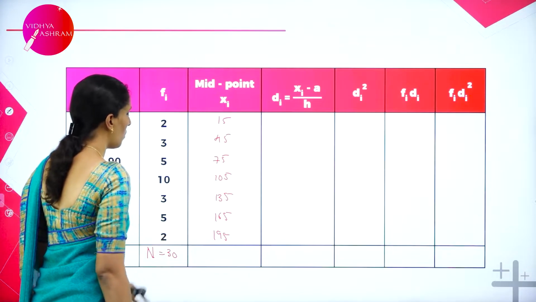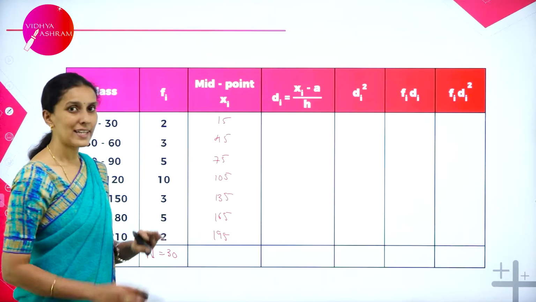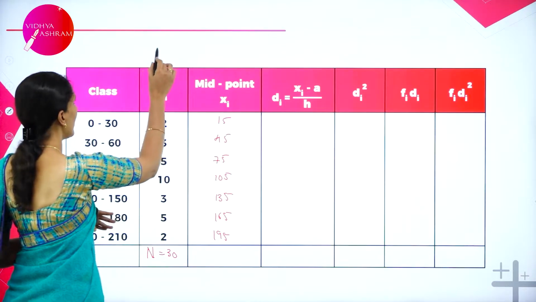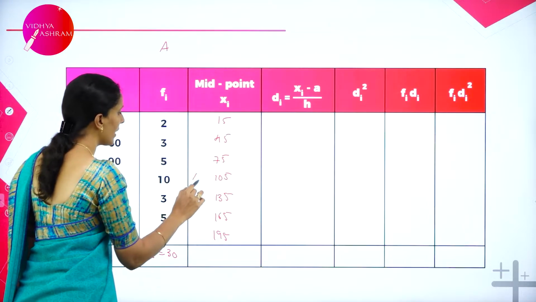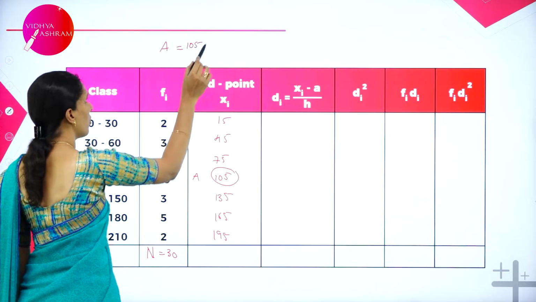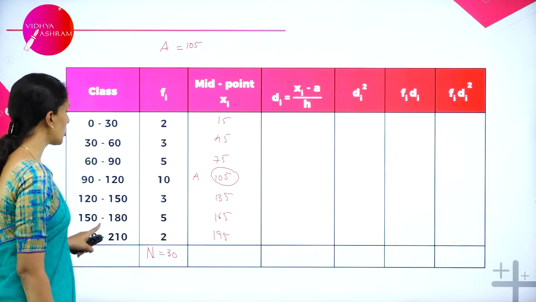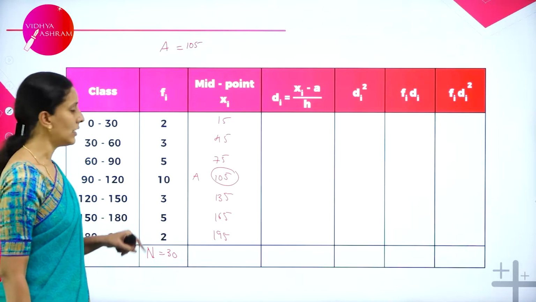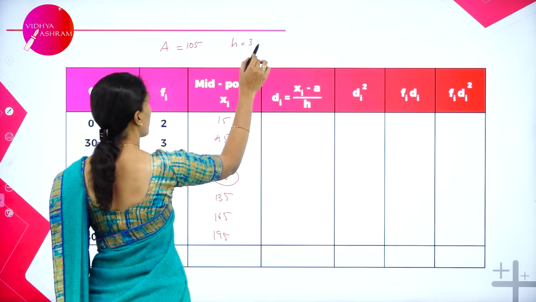Here we will take any one of the midpoints as an assumed mean, and we will consider it as A. Let me take A equal to 105. What is the height of the class interval in each class here? For 0 to 30, the height is h equal to 30.